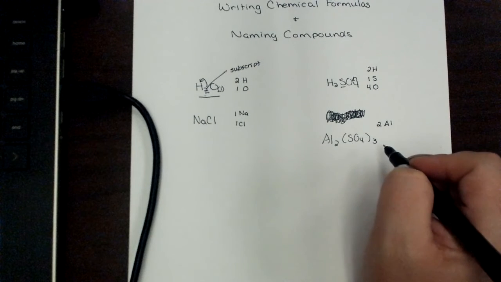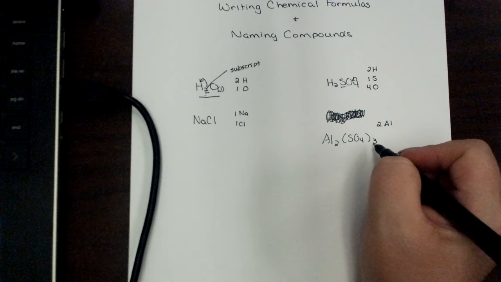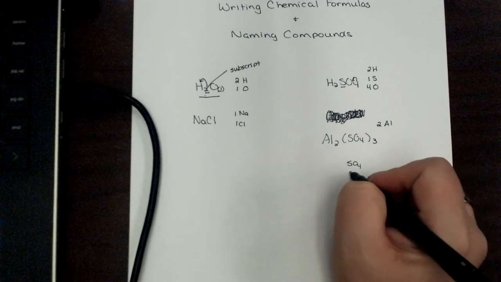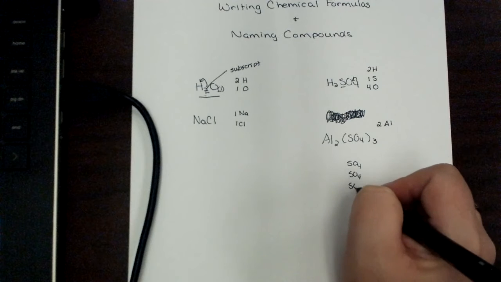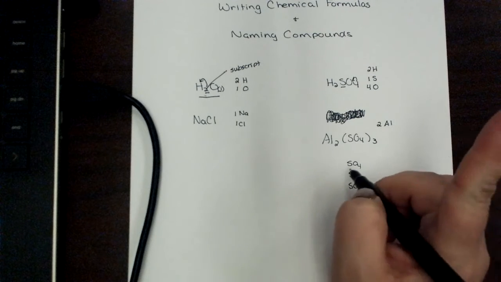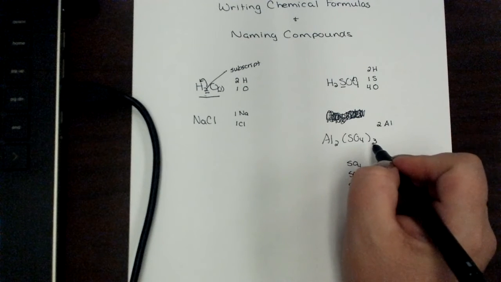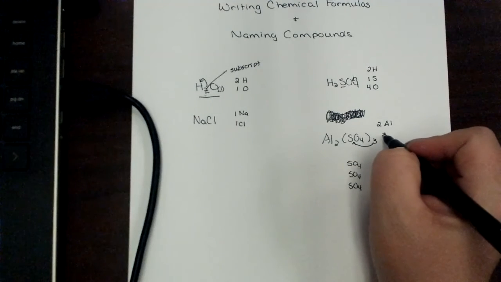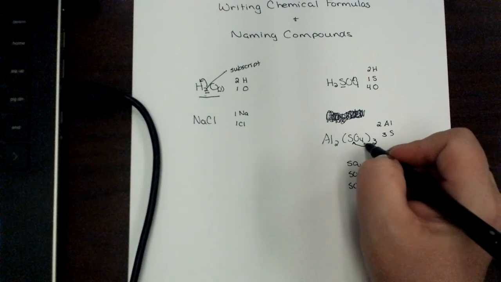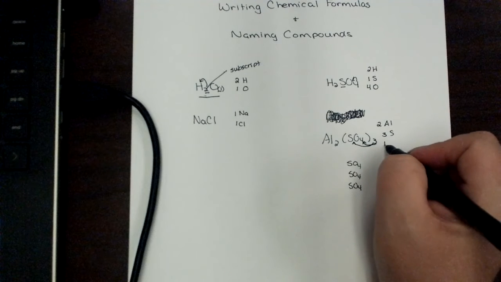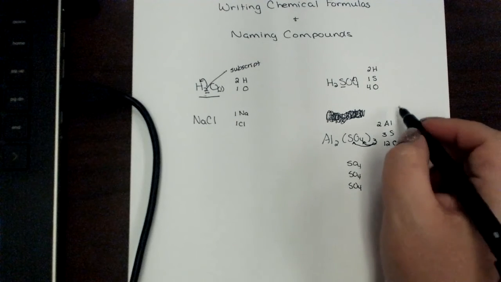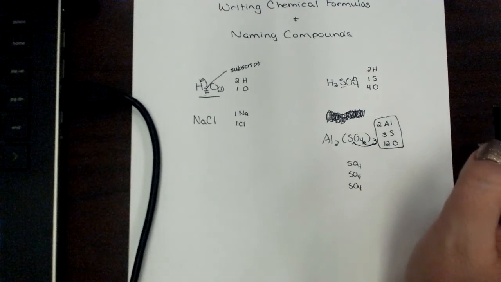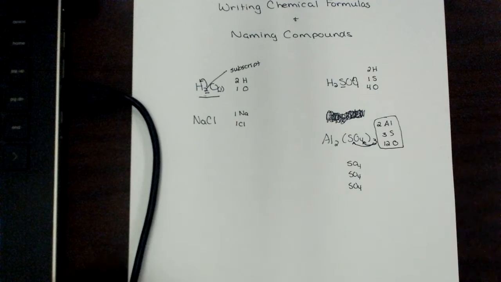Now I want you to use the same principles that you use in math class. This 3 means that there are 3 sulfates. So it would be like SO4, SO4, SO4, and you could add all those up. Or you could just distribute. This 3 means 3 sulfurs. And then the 3 multiplied by the 4 would be 12 oxygens. So you can see that this one has several atoms within a molecule of aluminum sulfate.